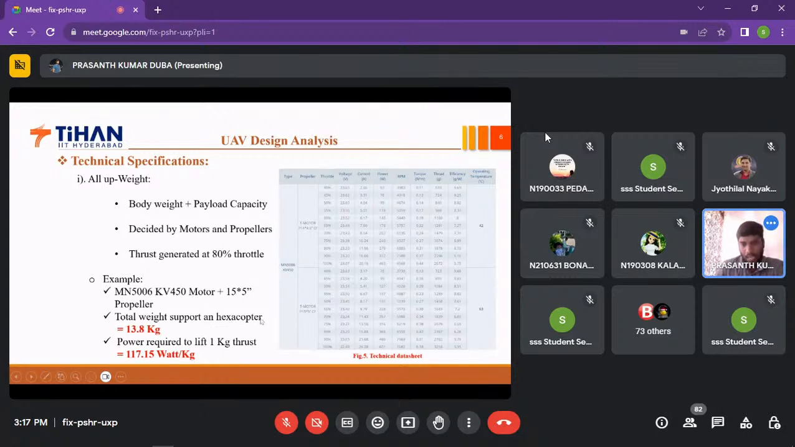Next, one more parameter I want to calculate is the power required to lift 1 kg of thrust. That again I calculate from this data sheet, and it is 117.15. So these are the things we are getting from the data sheet of the particular propeller.